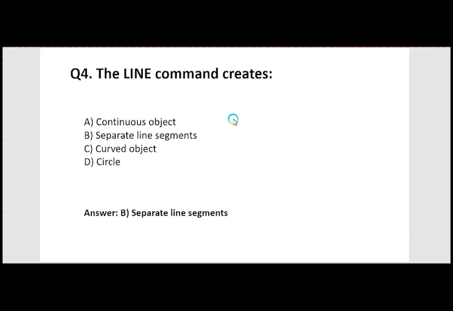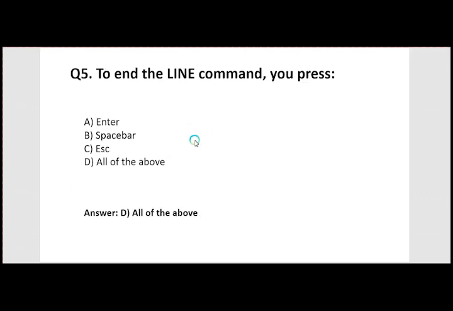Question number 4. The line command creates A. Continuous object, B. Separate line segment, C. Curved object, D. Circle. The answer is B, separate line segment. Question number 5 is, to end the line command we press A. Enter, B. Spacebar, C. Escape, D. All of the above. Answer is D, all of the above.